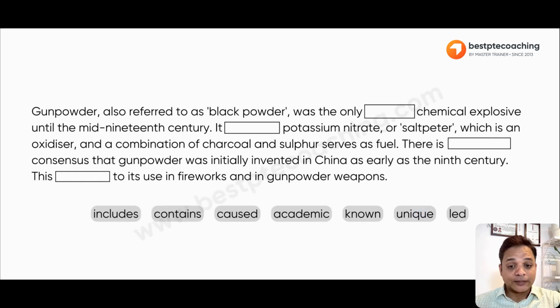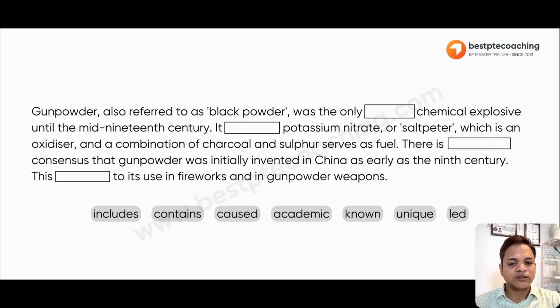Gunpowder, also referred to as black powder, was the only blank chemical explosive until mid-19th century. It was about a chemical explosives history. That's fine. I think first blank I'll answer. Gunpowder, also referred to as black powder, was the only blank chemical explosive until mid-19th century. After mid-19th century, there was no chemical explosive. Includes, contains, no. I think known chemical explosive is the correct answer here. Right, known is the correct answer until mid-19th century.